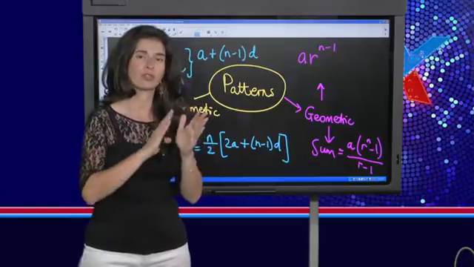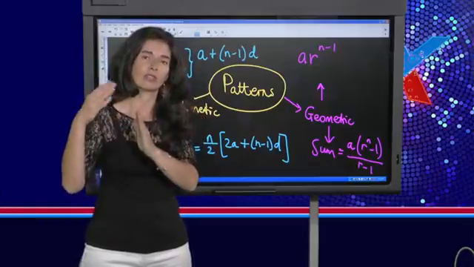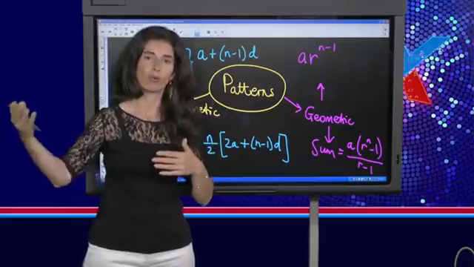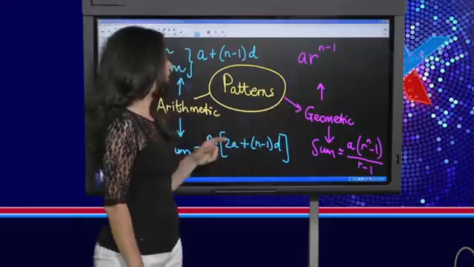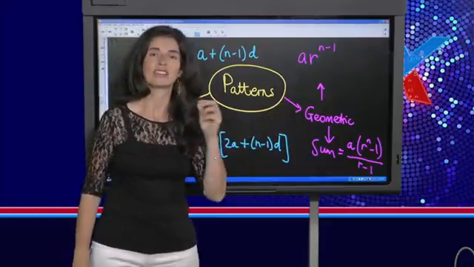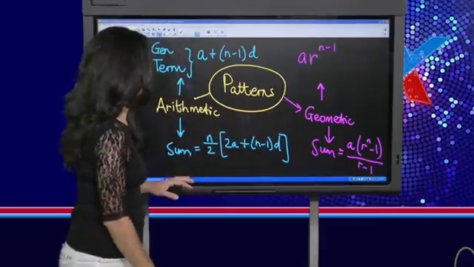So if we took 2 times 3, we got 6, then 6 times 3, we'd get 18, 18 times 3 is 54, so you're tripling all the time. So any sequence where you're multiplying, we call geometric, and any sequence where we're adding the same number all the time, we call arithmetic. So those are the two key sequences.